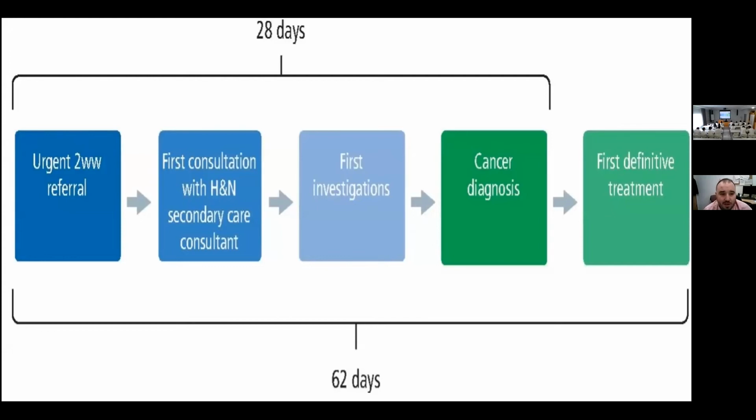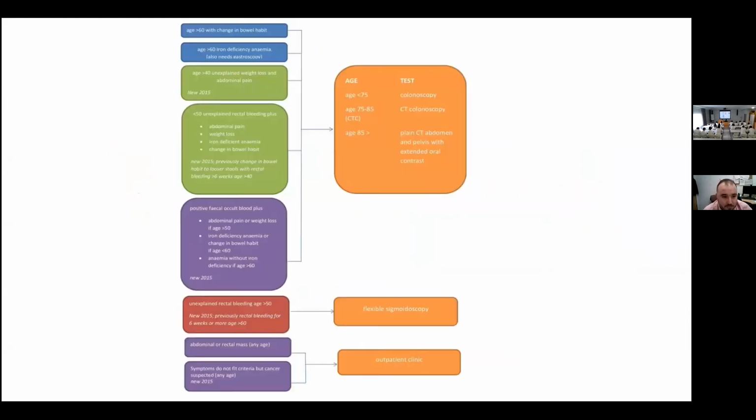Usually all the patients have blood tests, including the main test, which will be either a FIT or a colonoscopy. This is the pathway that we're following here, and as you can see, most of the patients who are more than 60 years old with a change in bowel habit or iron deficiency anemia will definitely go for testing, including colonoscopy and gastroscopy. We're very adamant about doing colonoscopies in patients aged more than 75, for whom we recommend CT colonoscopy or CT colonography.